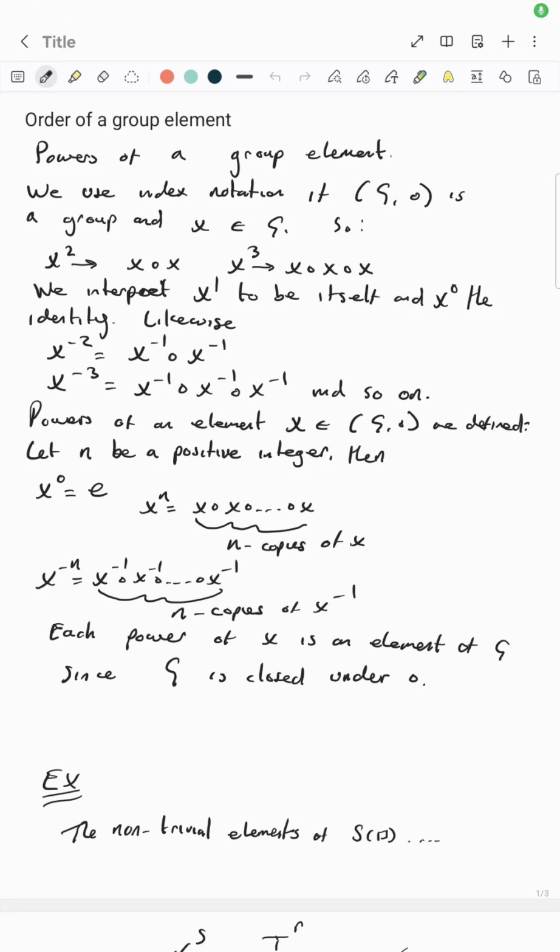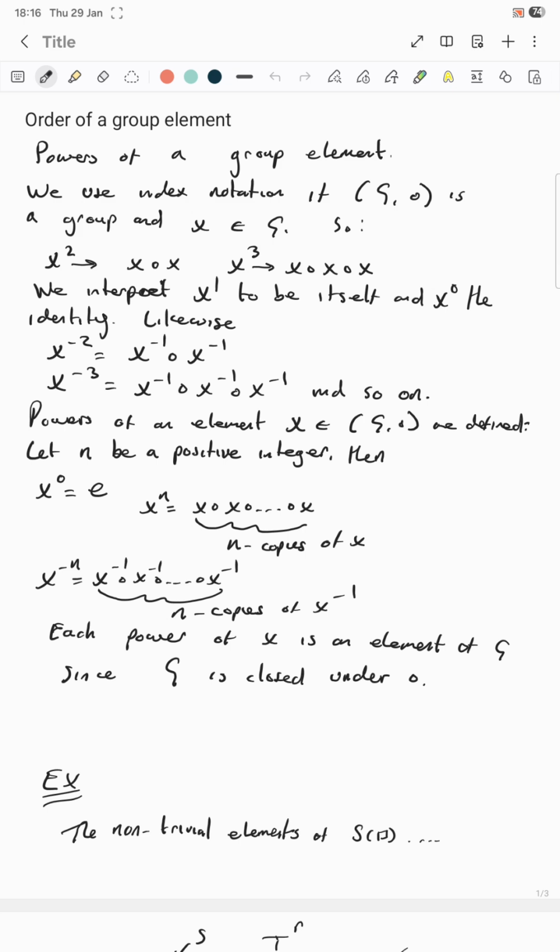This is the order of a group element, and powers of a group element. We use index notation. If G under composition is a group, then x is contained in G. So x squared equals x composed x, and x cubed equals x composed x composed x, and so on. We interpret x^1 to be itself and x^0 to be the identity.